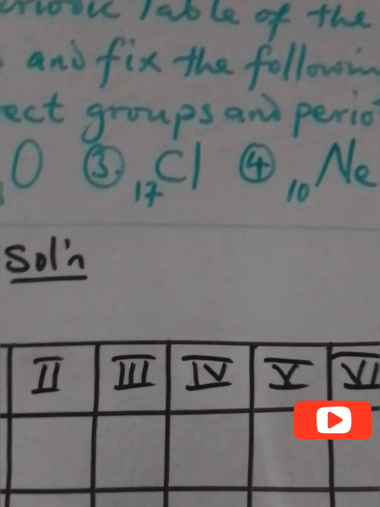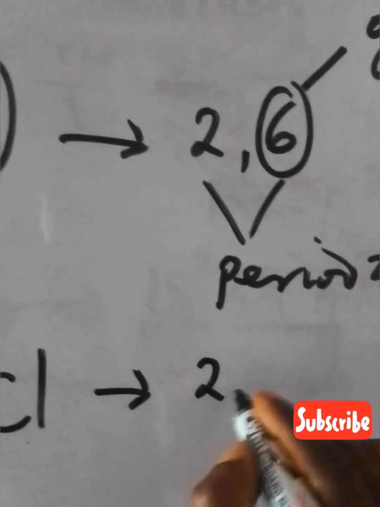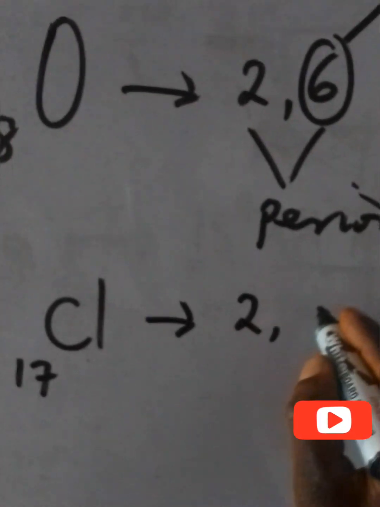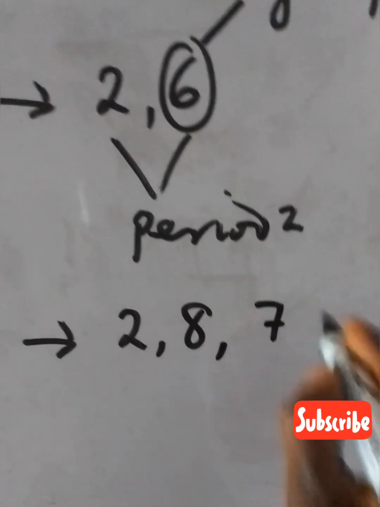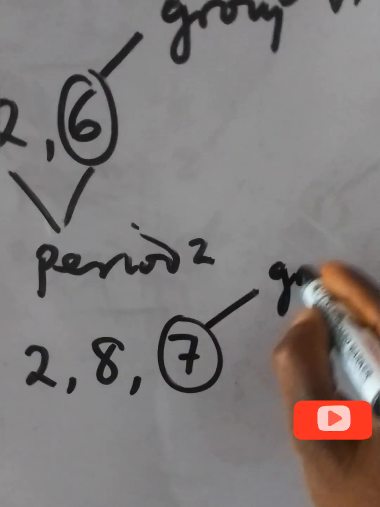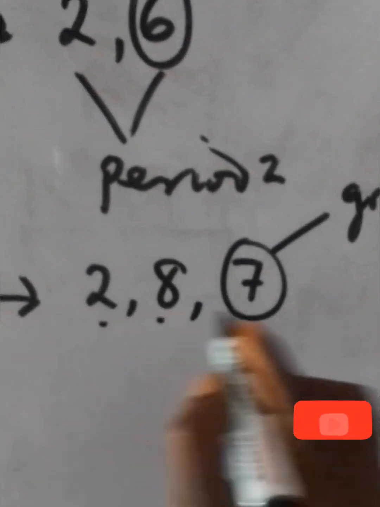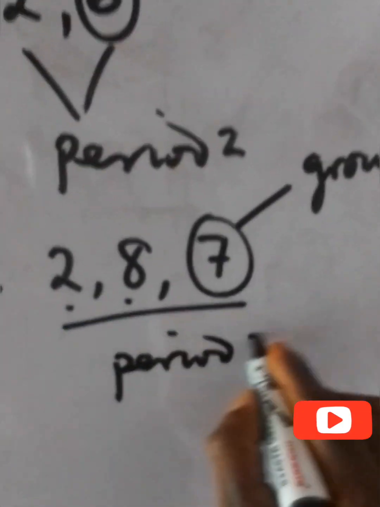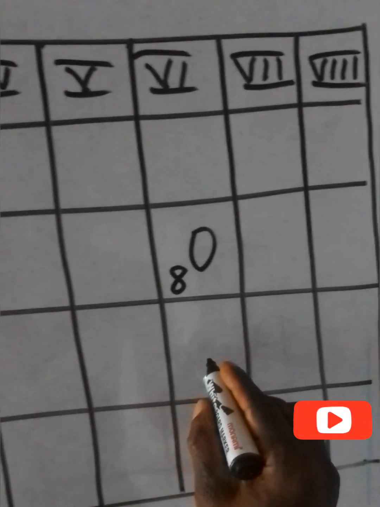The next is chlorine. Chlorine is number 17. The first shell carries 2 electrons. Second shell carries a maximum of 8. 8 plus 2 is 10. We have registered 10, remaining 7. So the last shell carries the 7, which means chlorine belongs to group 7. The period is how many numbers we have written: 1, 2, 3. So chlorine belongs to period 3 and group 7. So this is period 3. Group 7 is here. That is where we write chlorine.